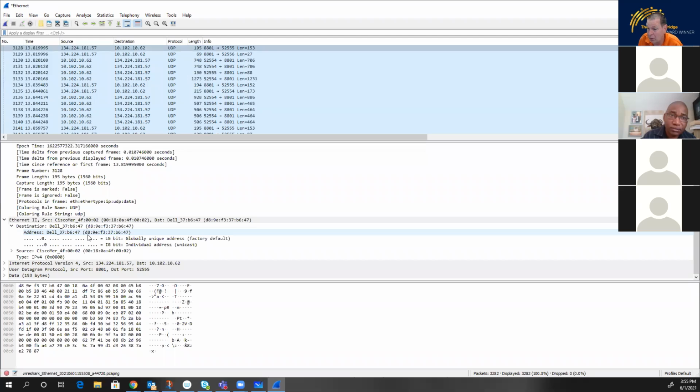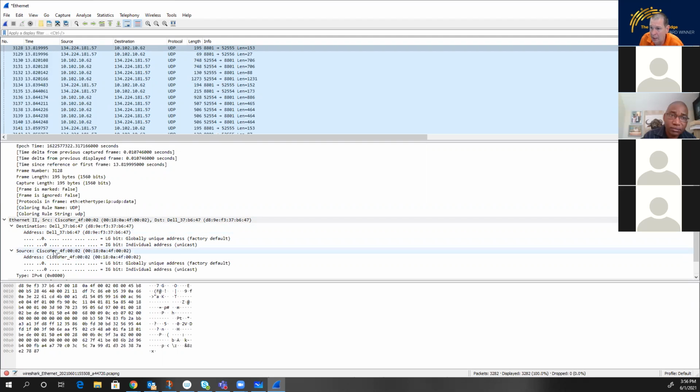The first 24 bits is what's called the organizational unique identifier. This is why this can say Dell 37, because it knows these first 24 bits have been assigned to Dell. And down here, by the way, this tells me that this is a frame between a Dell machine and a Meraki machine, a Cisco Meraki switch, or some type of Meraki, because this is saying Cisco Meraki. So the first 24 bits are the organizational unique identifier. The last 24 bits are a serial number.